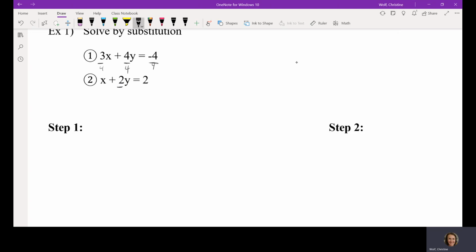And you have to be careful with that, because if you do that in this case here, you're left with a fraction, and fractions can get nasty, right? So always try to look for a variable that's all by itself, because you wouldn't have to divide by anything. So in this scenario, I'm going to isolate x in equation 2.